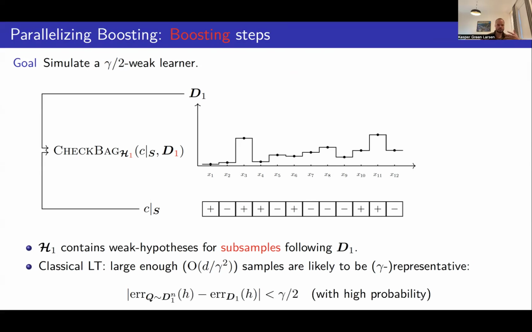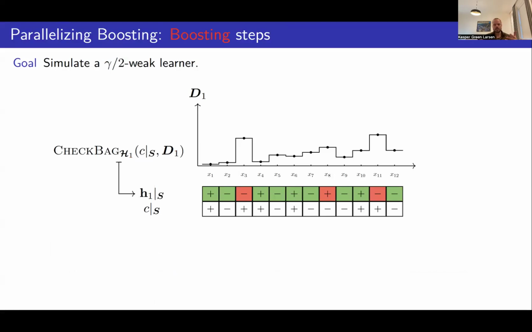Then I know that for every single hypothesis, the ones that I train on in particular, its error on the sample is within gamma half of its error on the real distribution D1, and its error on the sample is at most a half minus gamma because it's a weak learner. So this is the main idea. So far that's simple. This is my check bag procedure: just loop through all these hypotheses that I pre-trained, and find one, using just inference, whose error is at most a half minus gamma half on the full distribution D1. I'm not training anything.